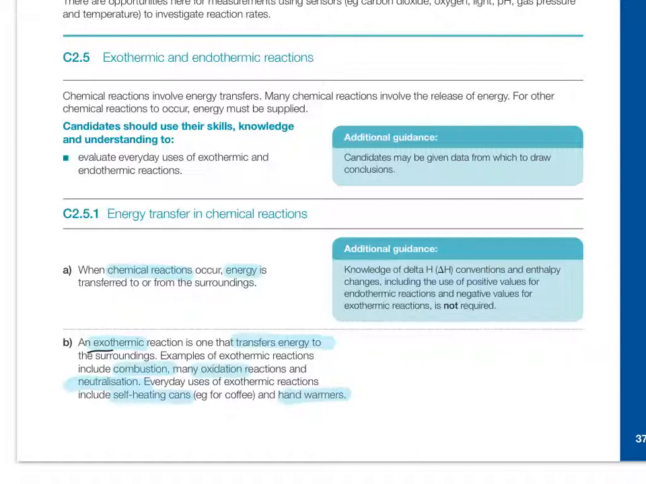So something like a fire, combustion, is an exothermic reaction that would give out heat. It would feel hotter as the reaction's happening.